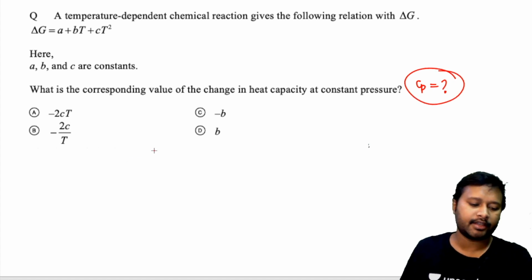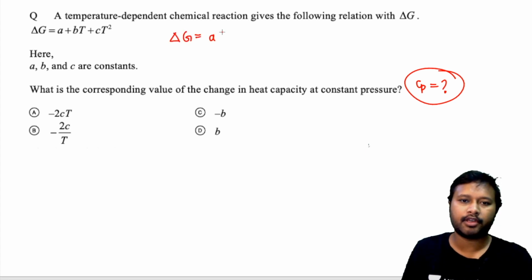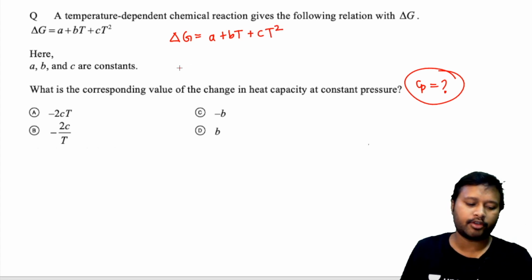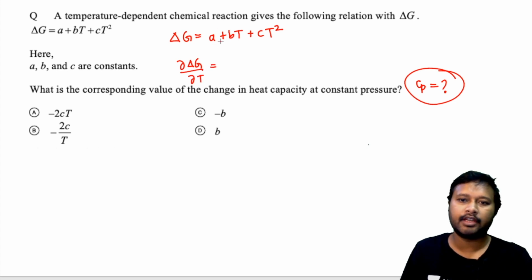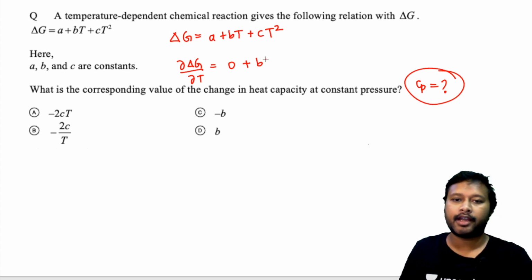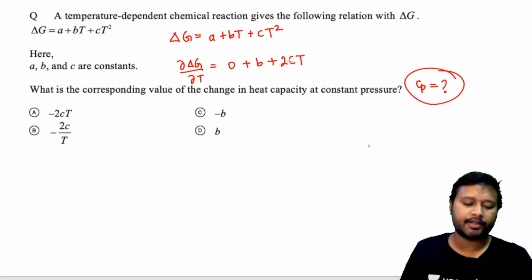So let's try this. So basically you have delta G given to you. So delta G is equals to A plus BT plus CT square. What is going to be the value of del delta G by del T? I am just going to differentiate this. Now A is a constant, differentiation of a constant is 0. B will remain as it is, differentiation of T will be 1, and plus C is also a constant, differentiation of T square will be 2T. Okay, so I am going to get B plus 2CT.